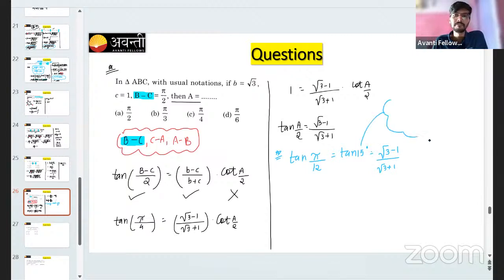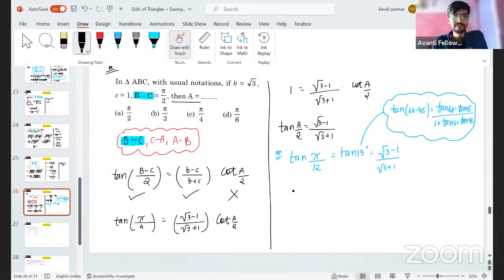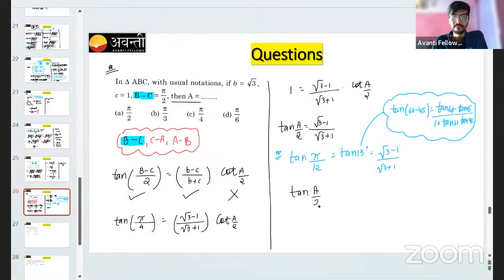Why? Because I can write 15 degrees as 60 minus 45. That is equal to tan 60 minus tan 45, the compound angle formula, upon 1 plus tan 60 into tan 45. Got it? So this is tan 15 degrees. That means I can write tan A by 2 as tan pi by 12. That means A by 2 is equal to pi by 12. What is equal to A? A is equal to pi by 6. So option D. Clear?